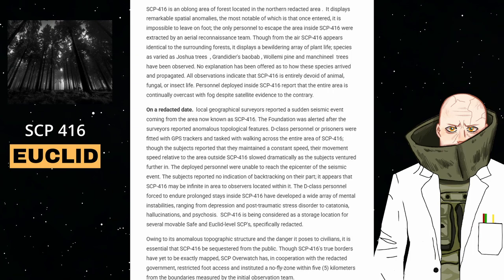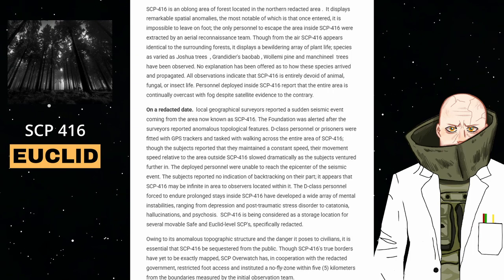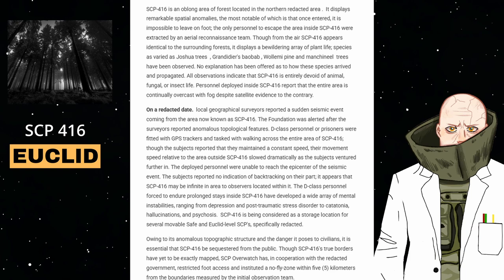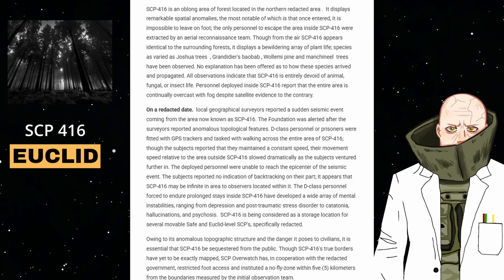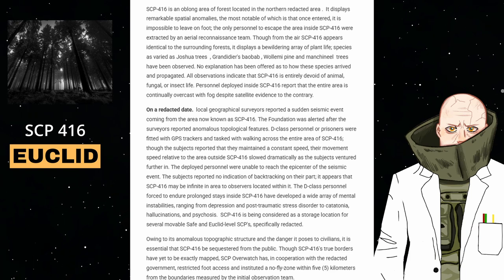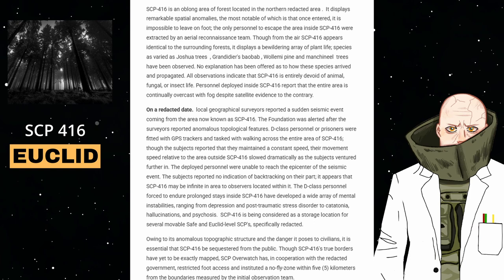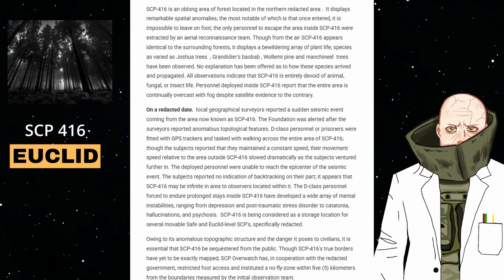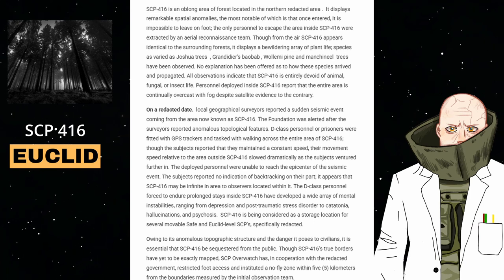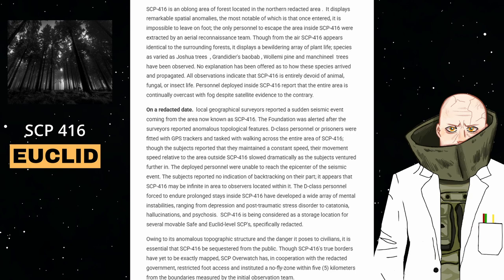SCP-416 is an oblong area of forest located in the northern redacted area. It displays remarkable spatial anomalies, the most notable of which is that once entered, it is impossible to leave on foot. The only personnel to escape the area inside 416 were extracted by an aerial reconnaissance team.